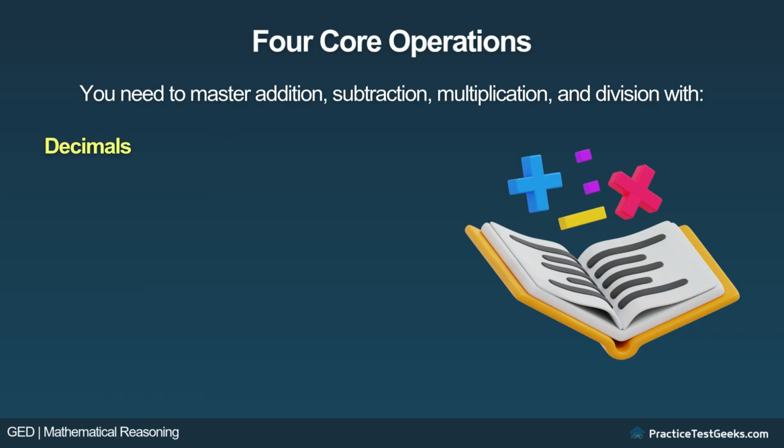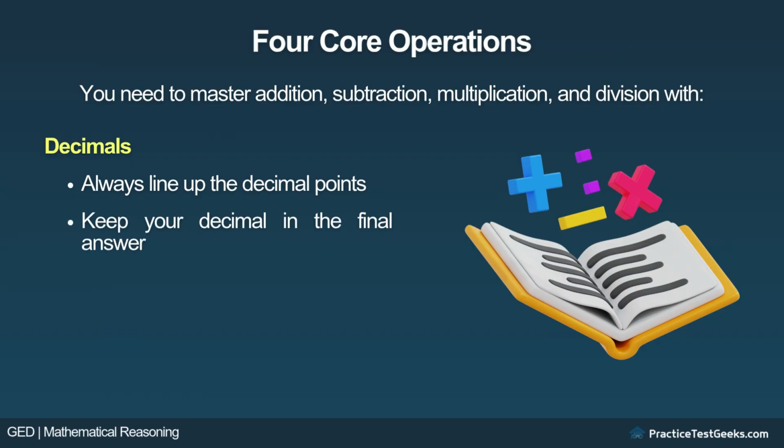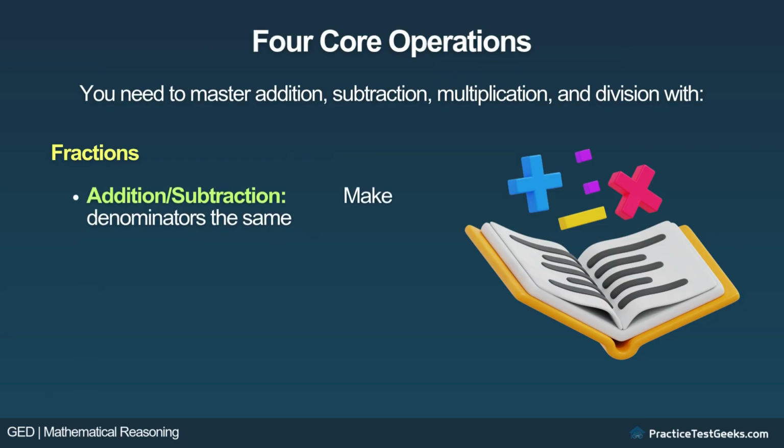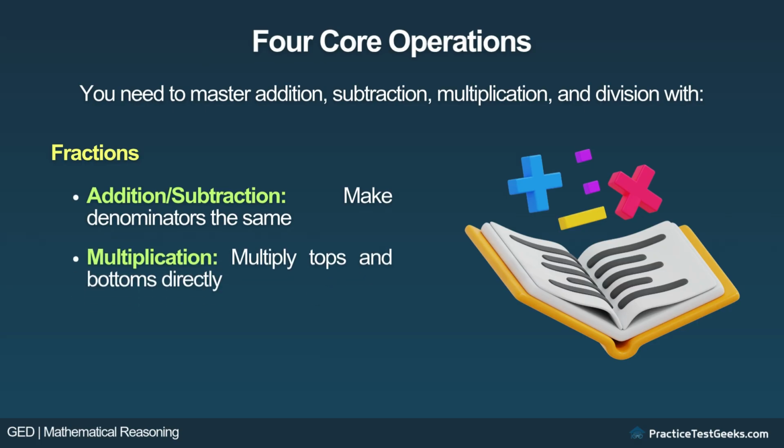Decimals. When working with decimals, line up the decimal points carefully before calculating. Be sure to keep the decimal in the correct position in your final answer. Example: 5.6 plus 3.47 equals 9.07. Fractions. For addition or subtraction, always make the denominators the same before combining the numerators. For multiplication, simply multiply the numerators together and the denominators together. For division, flip the second fraction, take the reciprocal, and then multiply.